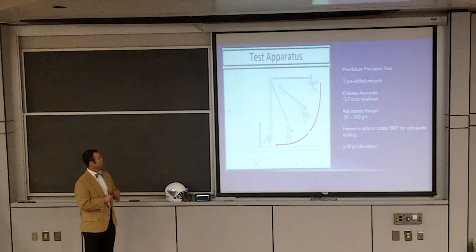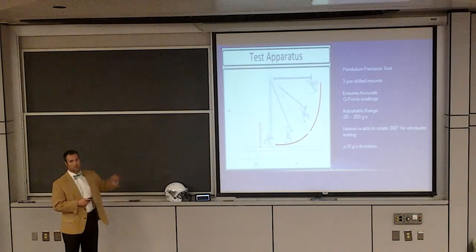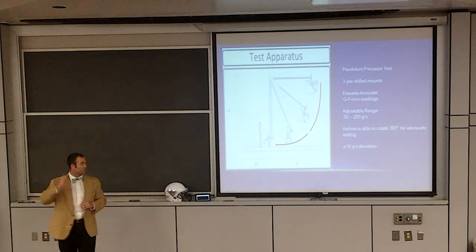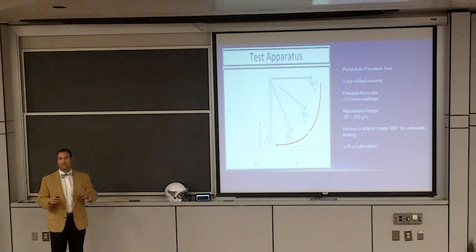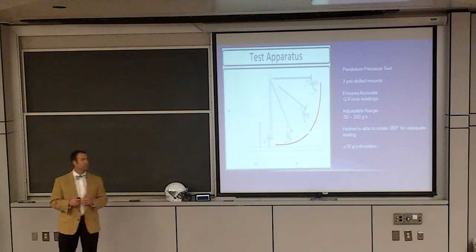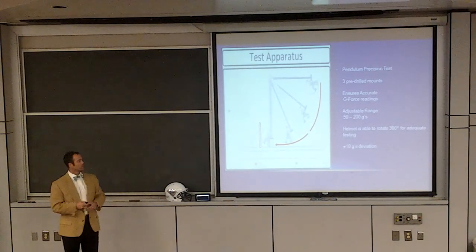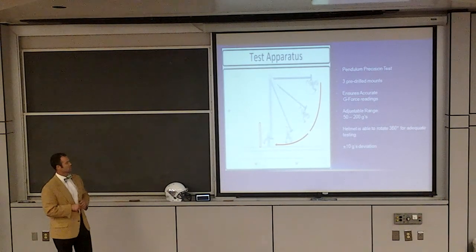Another important thing to note is that we can rotate the football helmet to hit at the front of the crown or in the absolute rear of the crown, and we're able to go inside and move around that accelerometer and see what our readings are like. How far is the deviation going to spread? We had to maintain 10 G's deviation, which we were able to do.